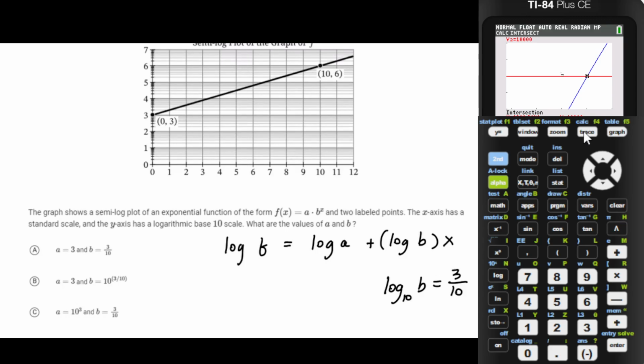And then we would take 10 to both sides power, and we're going to get b equals 10 to the 3 over 10. Okay, so yeah, I see that. I don't love it. I can work with it though. And then log a is going to be the intercept, so log base 10 of a equals 3, and that means that a is 10 to the 3, 1,000.